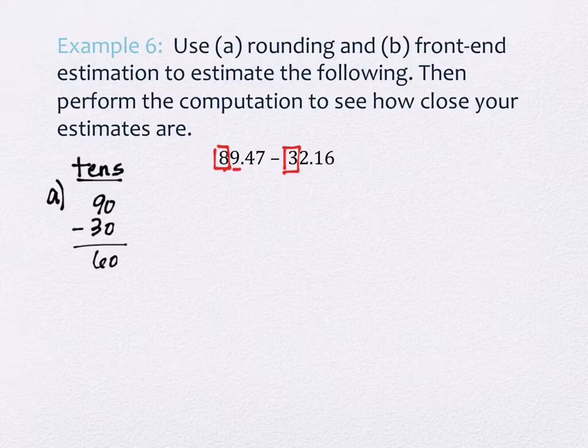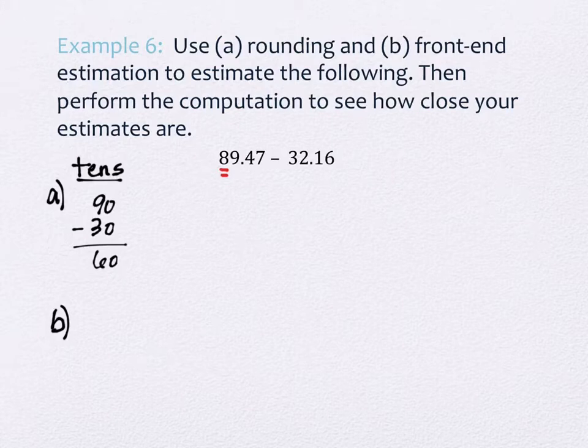So we have 60. Then if I do part B, where I do front-end estimation, let's look at what front-end estimation looks like. Front-end estimation can be very useful. It's certainly very quick, and that part's kind of nice. But what front-end estimation does, and we're still going to do it with one digit, the tens digit, is that it takes the first digit and it simply makes everything else 0.